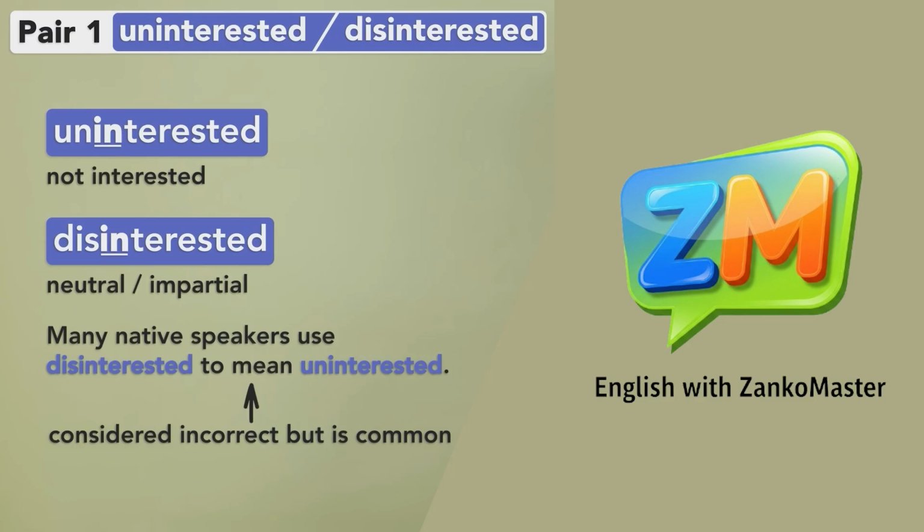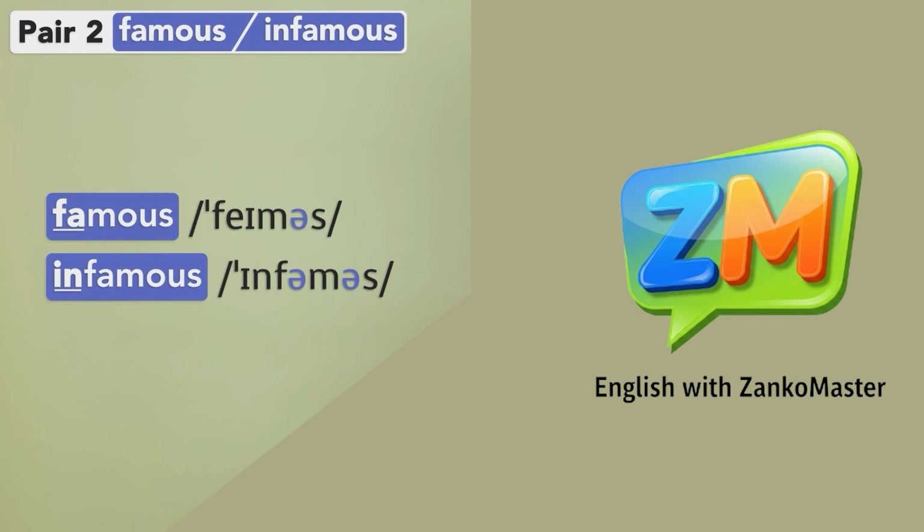Now, many native speakers use disinterested to mean uninterested, particularly in speech or in informal situations. This annoys a lot of people. They consider it to be incorrect, but it's fairly common. You'll hear it. Next, we have another pair of words that look like opposites but are not.